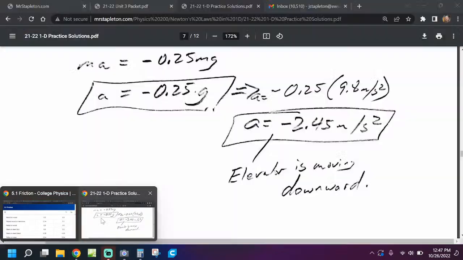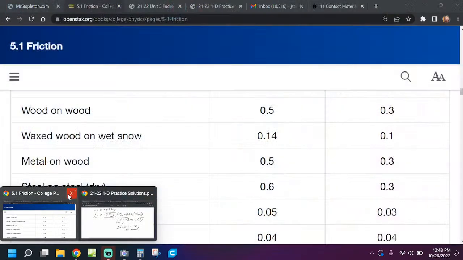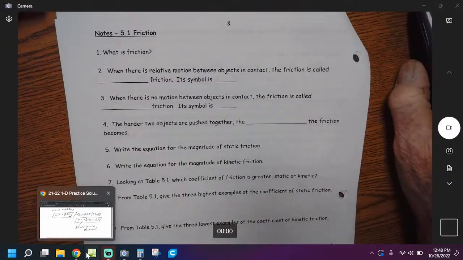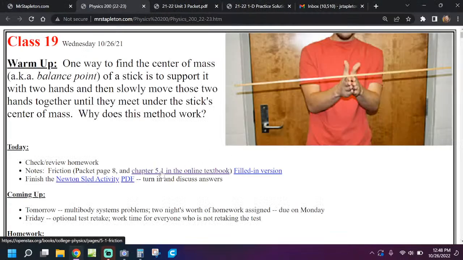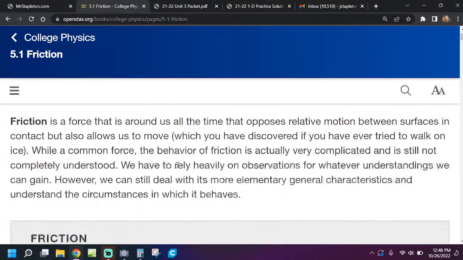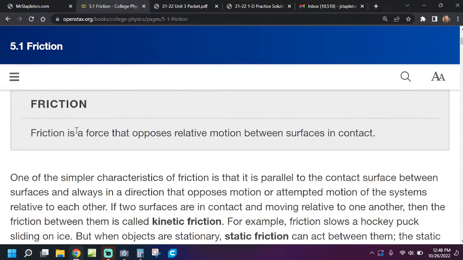It's OpenStax Physics. I think I told you about this a long time ago, and then since then we haven't really used it much. But on my website today I have a link to section 5.1. And this is about friction, and their definition of friction is a force that opposes relative motion between surfaces in contact. And I guess that's okay, except that, bless you, to me that sounds like maybe a normal force.